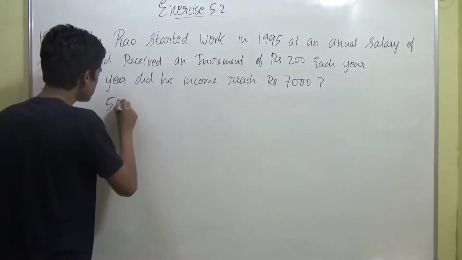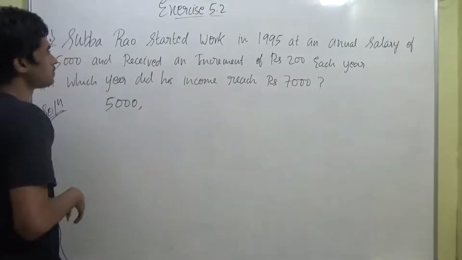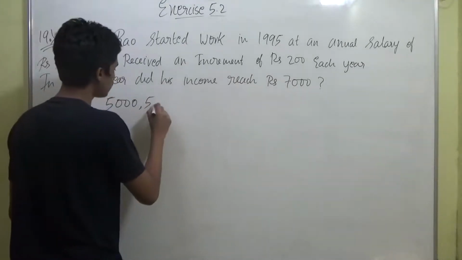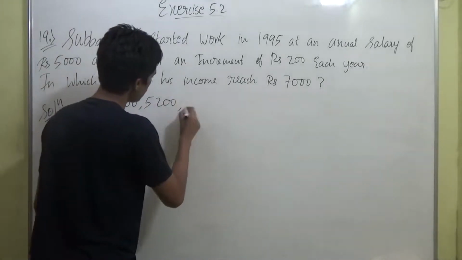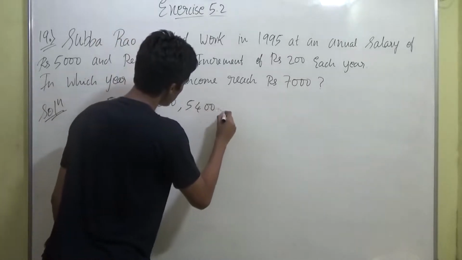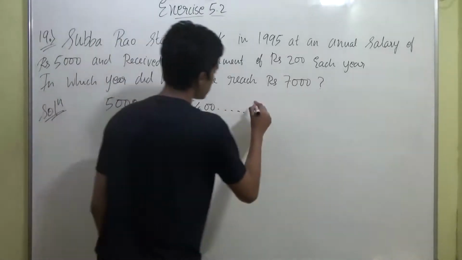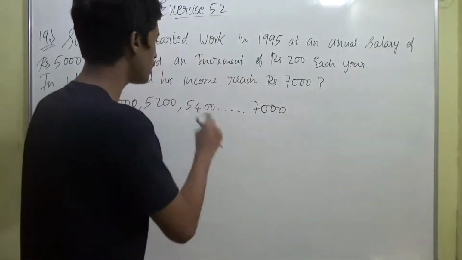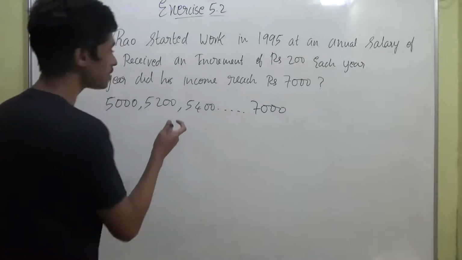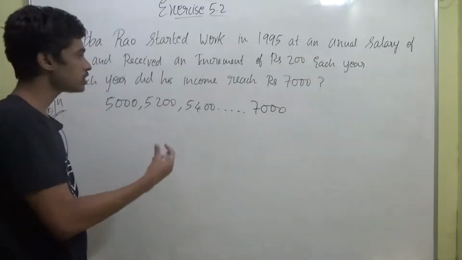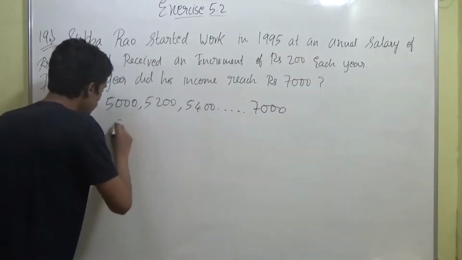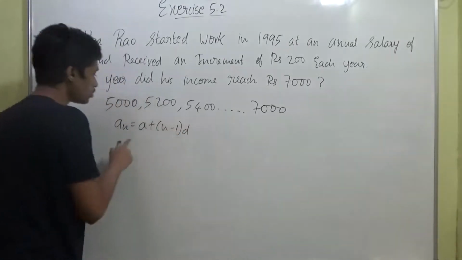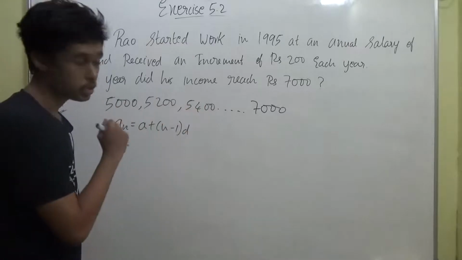So first year annual salary was 5,000. After that, the annual salary on second year was 5,200. After that, 5,400. So on, it went till 7,000 some year. Right, let it be nth year, it went to 7,000. Now we have to find the value of n, that is in which year it became 7,000. So we'll use this formula, guys. An equal to a plus n minus 1 into d. So in place of an, we'll be putting the value 7,000.